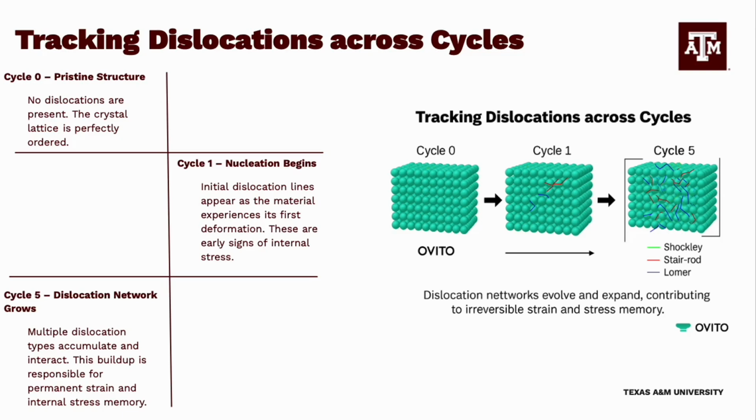These dislocations interfere with reverse transformation and pin the structure in place. That's why the material doesn't recover completely. These defects physically block atomic motion. So what we see here is the microscopic origin of the memory effect. Dislocations accumulate and encode a history of past deformation, ultimately leading to fatigue and performance degradation.